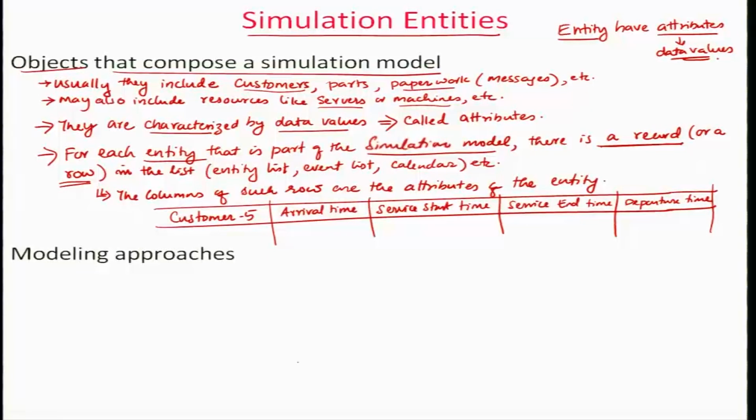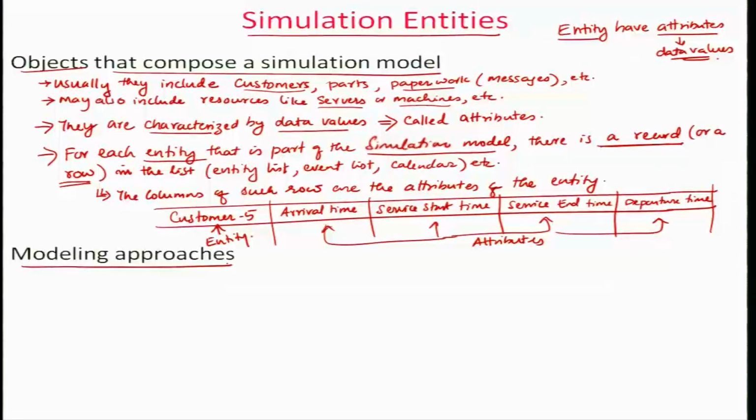Then you can say that customer 5 arrived, what is the arrival time, when did the service begin, when did the service end, and when did the person leave the system. So, these become the attributes and this becomes the entity. Hopefully, now you understand the concept of entities in a simulation model, or what we mean when we talk about simulation entities. So, how do we model? Typically, what are the major modeling approaches in doing this?